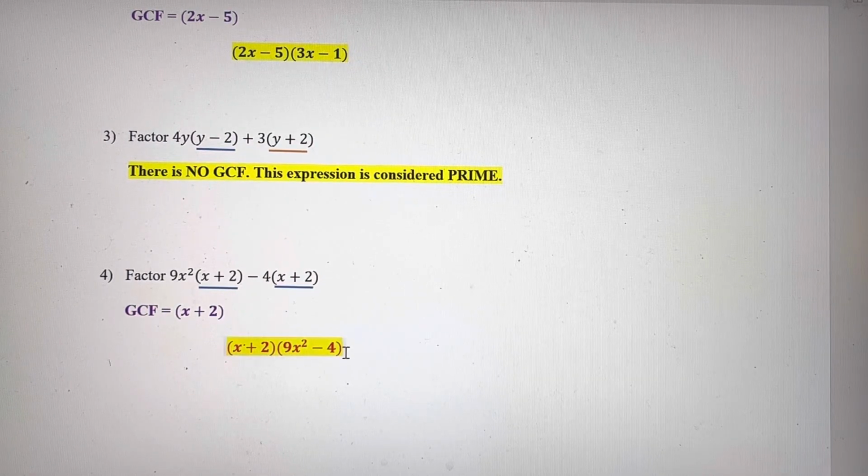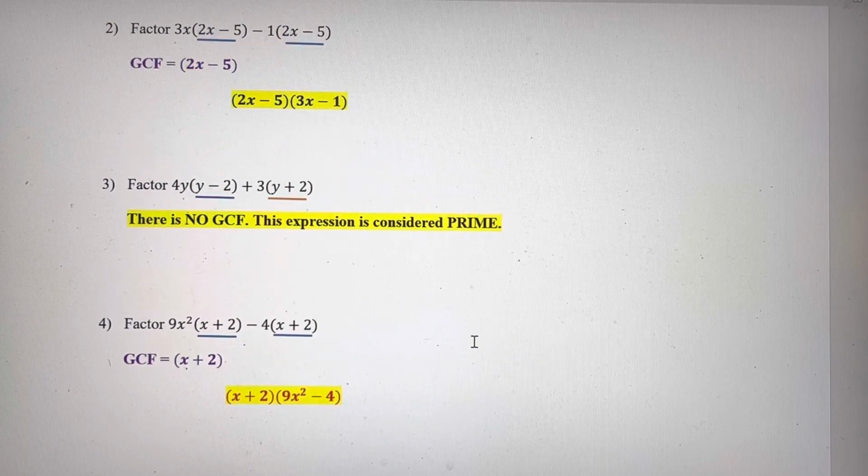Again, like I said before, in the future, this can be factored further. But for now, our focus is on finding the greatest common factor that is a binomial. So that's how you factor an expression when the greatest common factor happens to be a binomial factor.